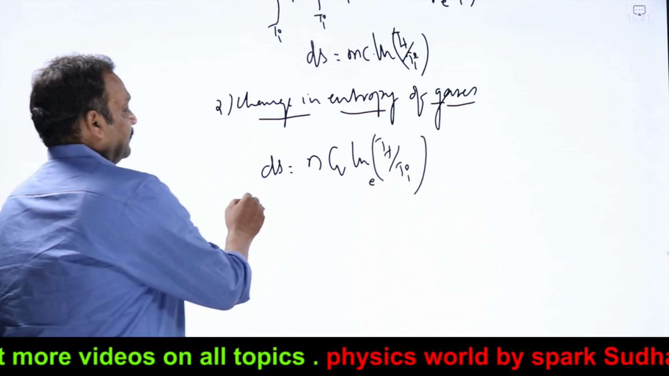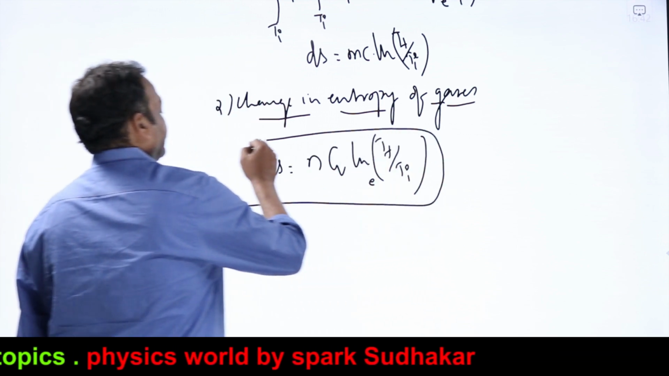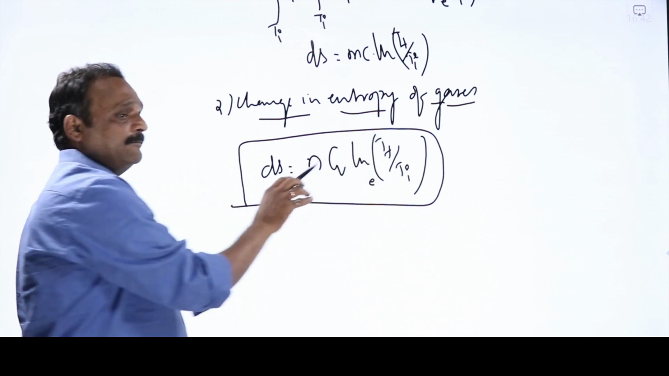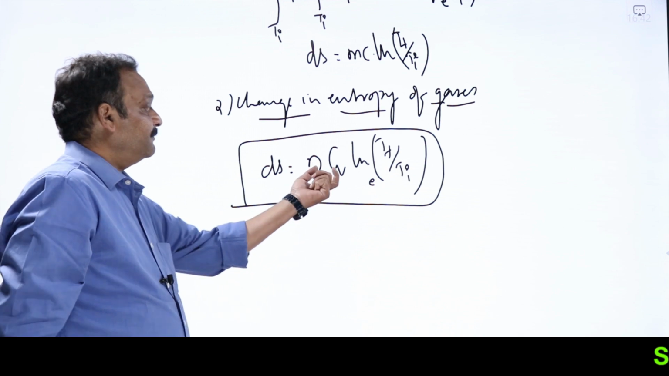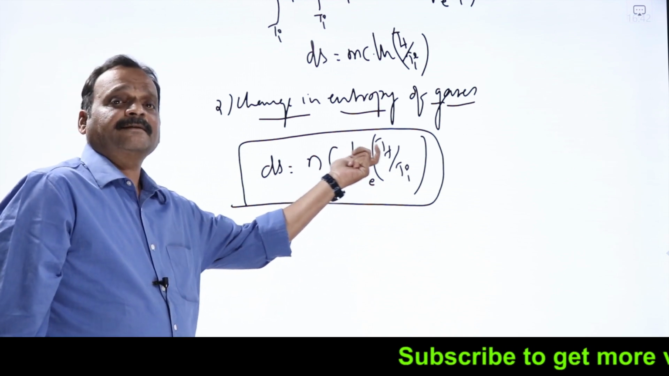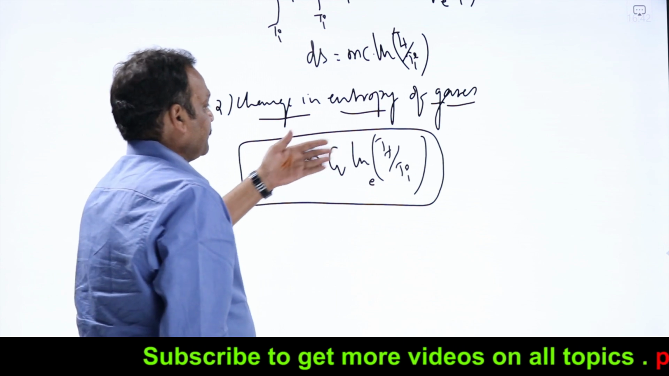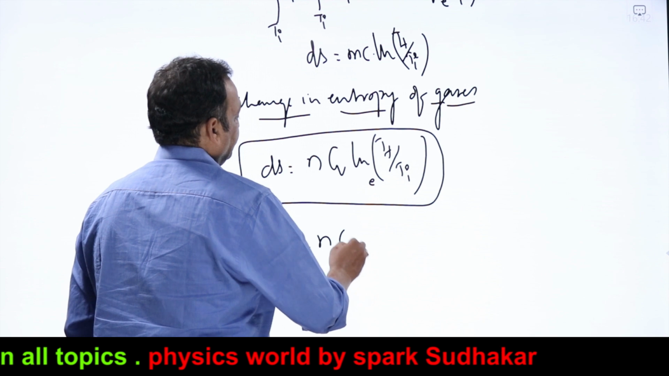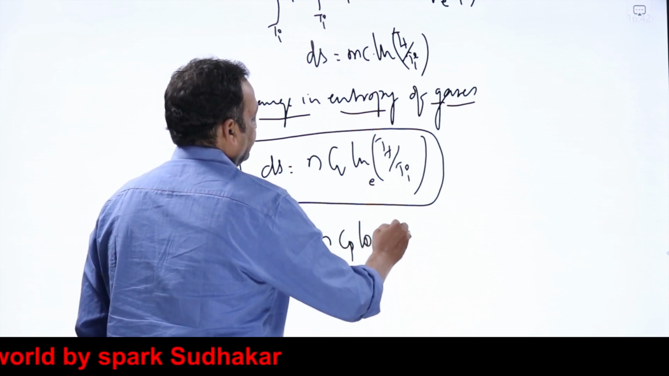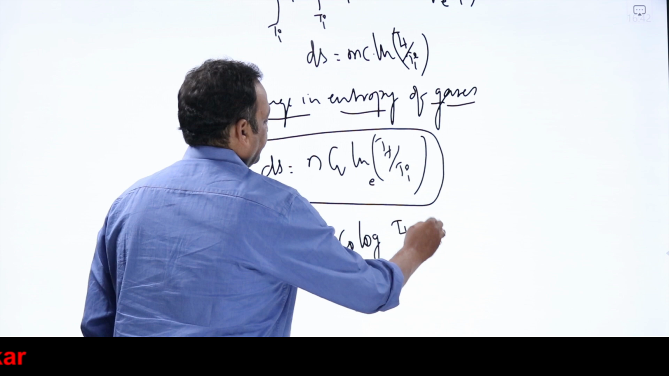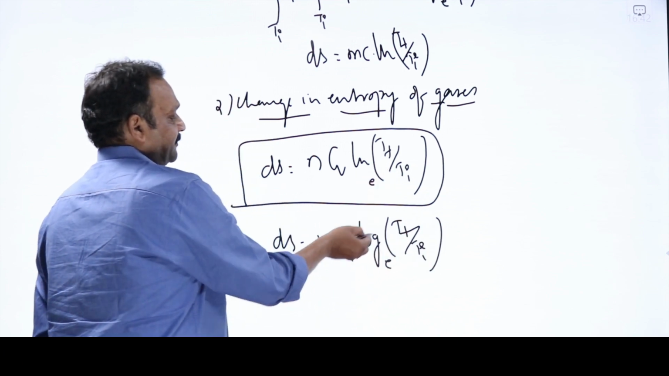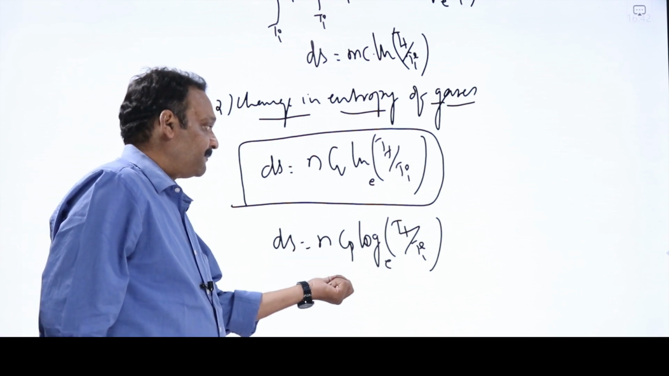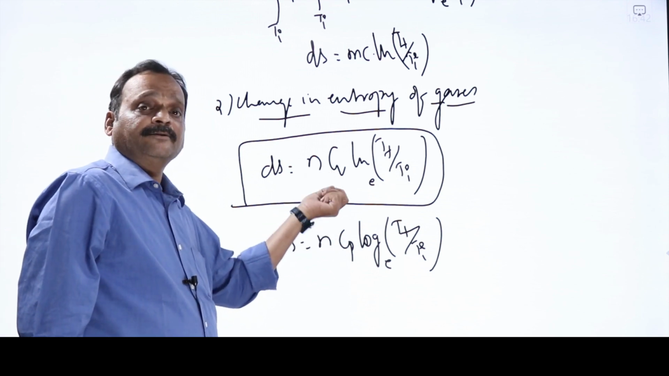This is the change in entropy of n moles of gas when its temperature is changed from some initial value to a final value. It can be cooling or heating, doesn't matter. Because I'm using Cv here, the process should be a constant volume process, an isochoric process. If it is an isobaric process, dS is equal to n Cp log Tf by Ti. Sometimes I'm using ln, sometimes log to the base e, because both are the same. So this is for a constant pressure process for gases, and the previous one is for a constant volume process for gases.